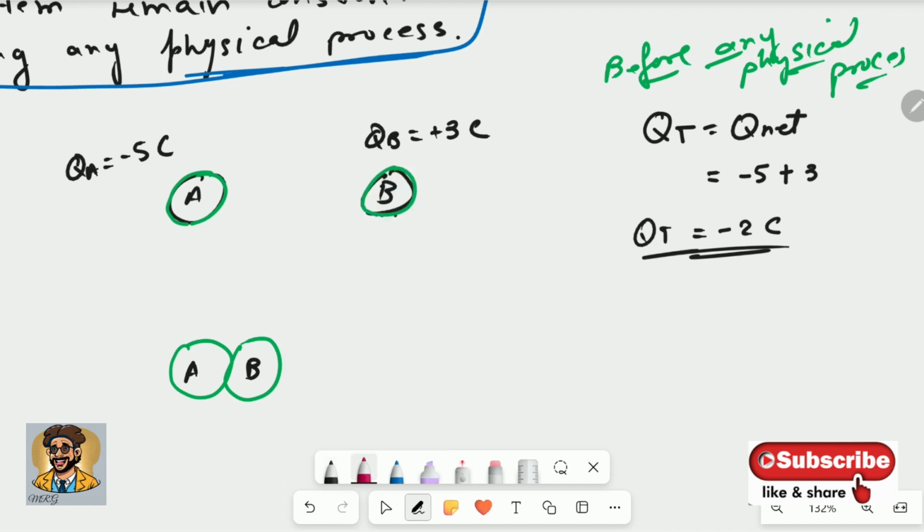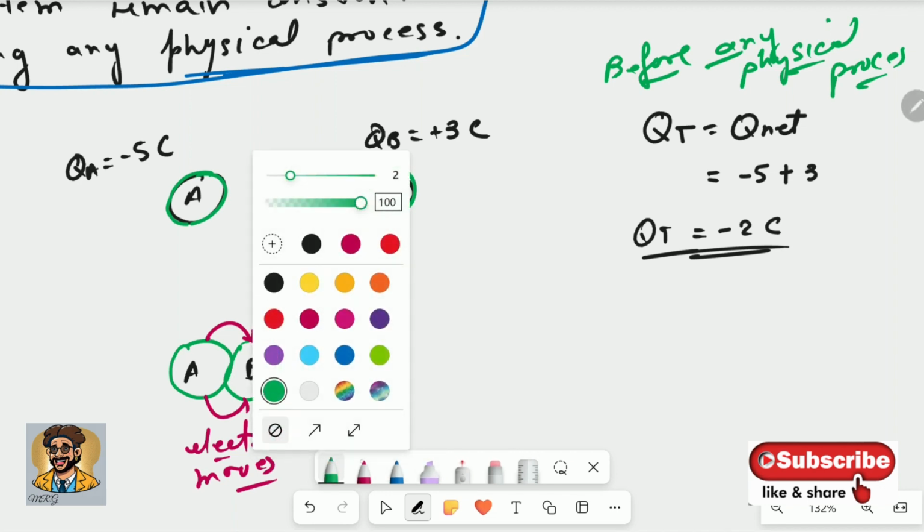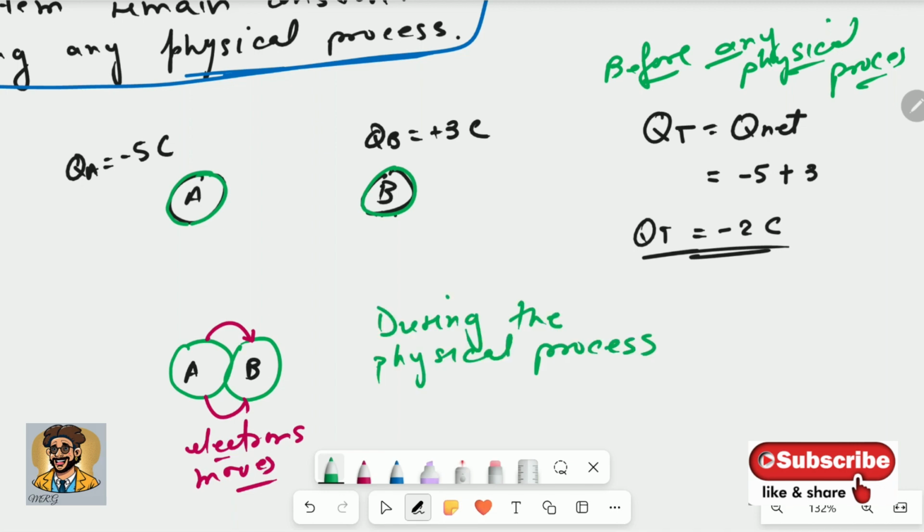Electrons are going to move from one of them to the other. So they're going to go from A to B. From A to B, electrons move. Do you understand? That is my physical process. The physical process is the touching of those spheres and making the electrons move from one to another. That is what happens during the physical process. So we can say here, just during, that is during the physical process.